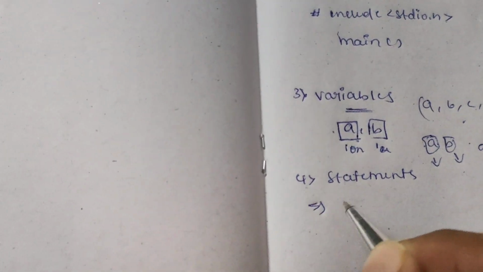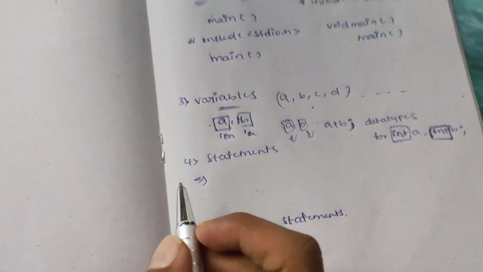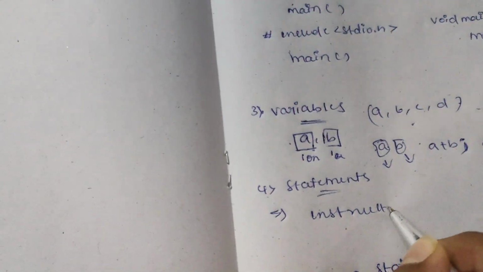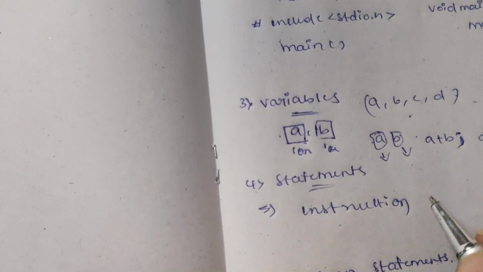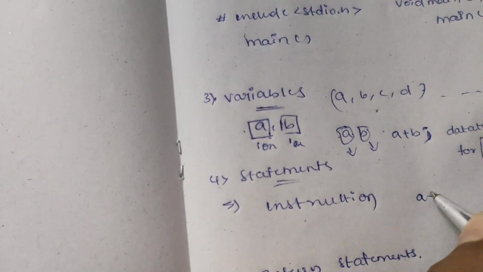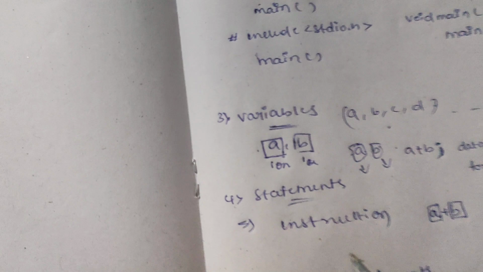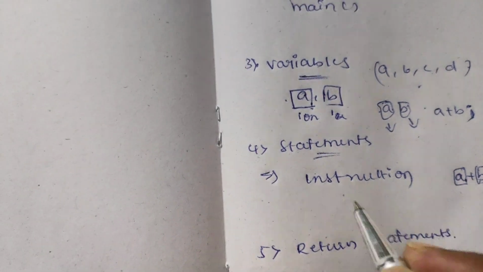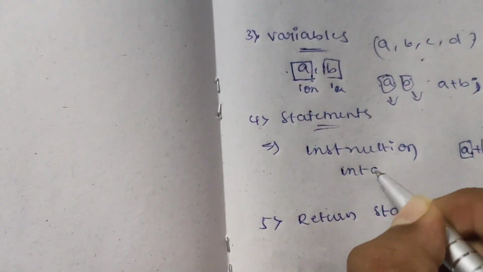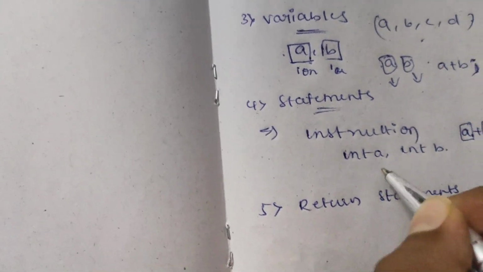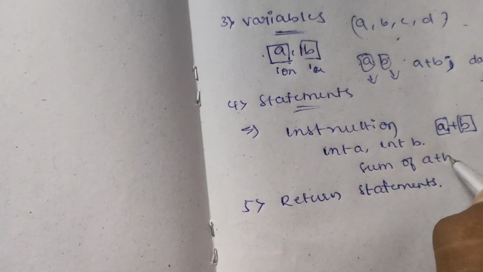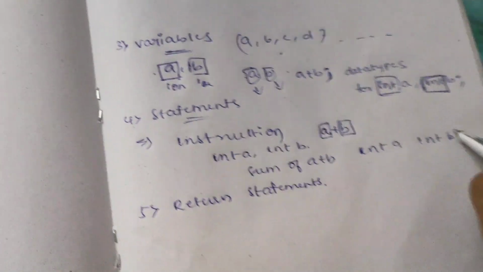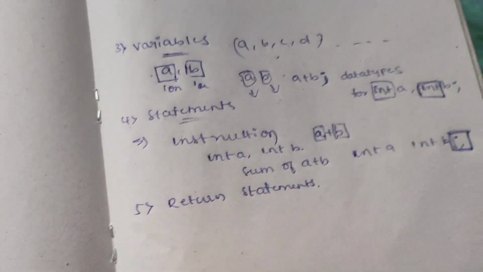Fourthly, we are going to look at statements. What are statements? Statements are nothing but instructions. They are the instructions we give to the compiler on what to do for our requirement. Suppose we want to perform an A plus B operation. A has one value, B has one value. So we have to give the instruction, and instructions are nothing but statements. So how do we declare these statements? If we have int A, int B, and the sum of A plus B, we declare the variables as int A and int B and end with a semicolon. These are called statements.